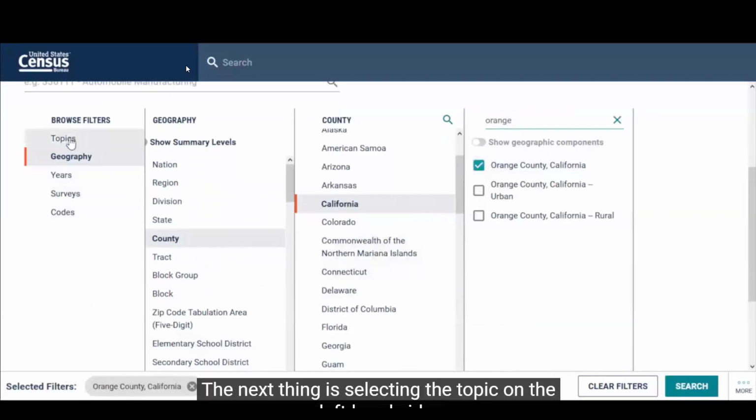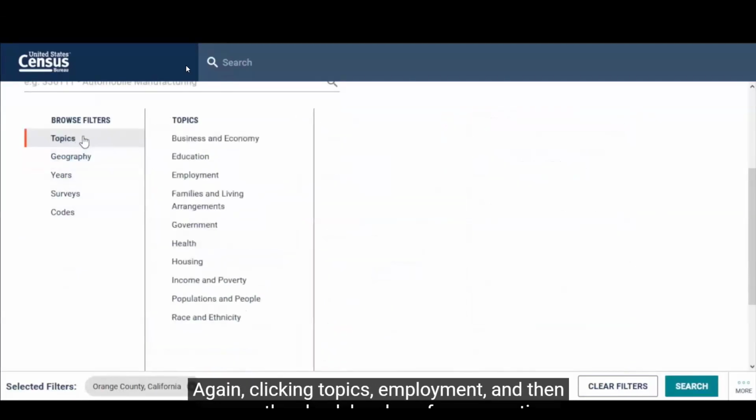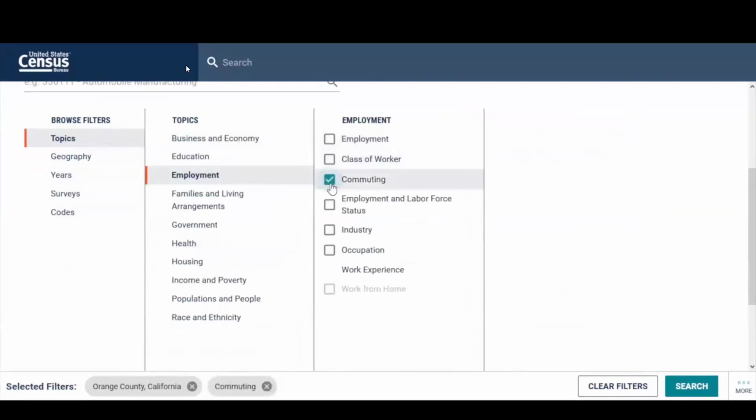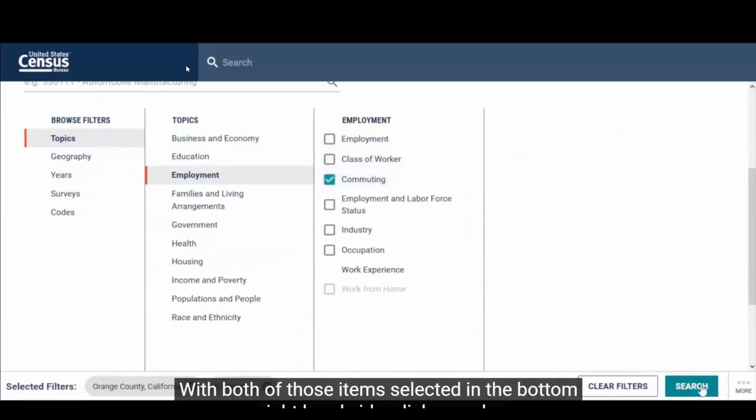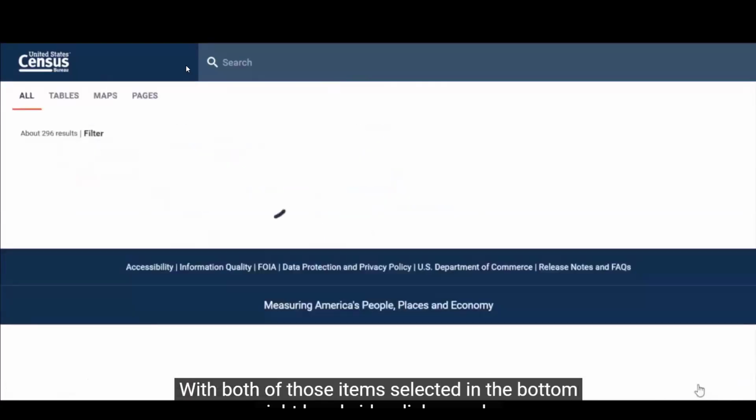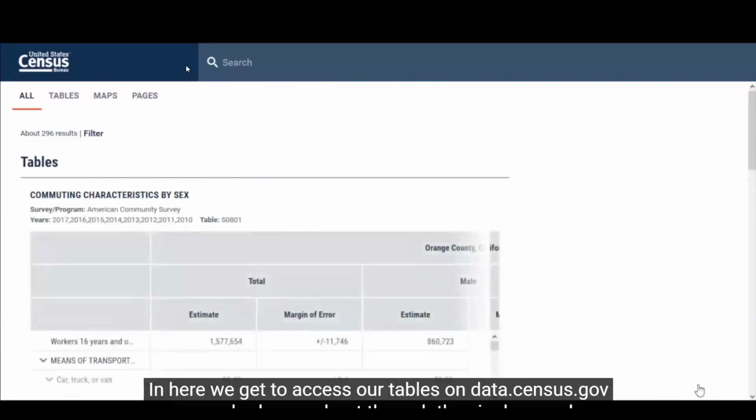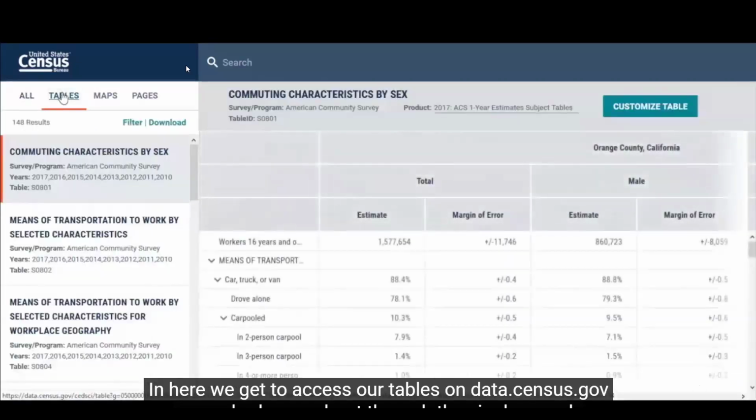The next thing is selecting the topic. On the left-hand side, again, clicking Topics, Employment, and then we see the checkbox here for commuting. With both of those items selected, in the bottom right-hand side, click Search. And here we get to access our tables on data.census.gov as we had gone about through the single search method earlier.